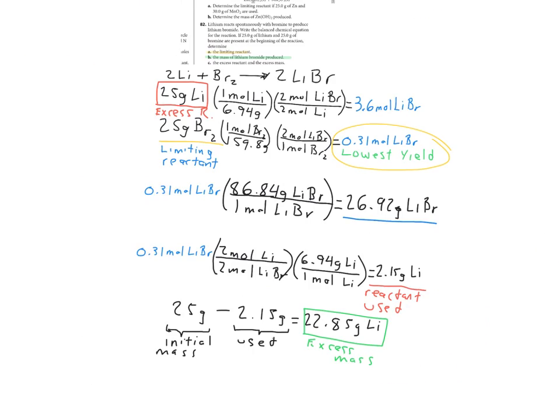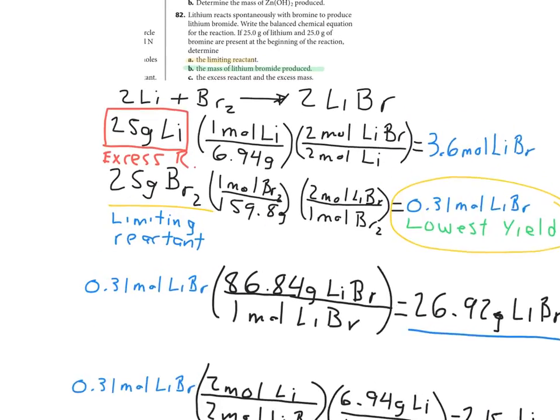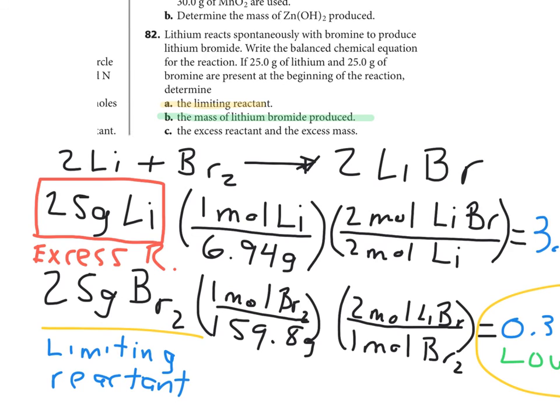So this is an overview of the problem, and we know now that we completed the three letters of this problem. We already know the limiting reactant, the mass of the lithium bromide produced, the excess reactant, and the excess mass.